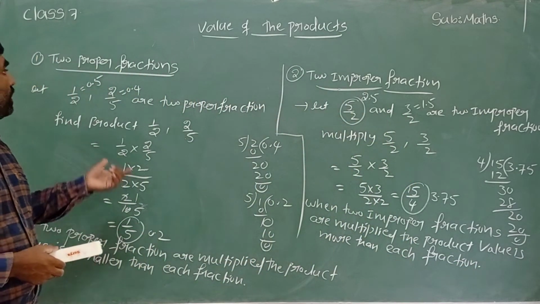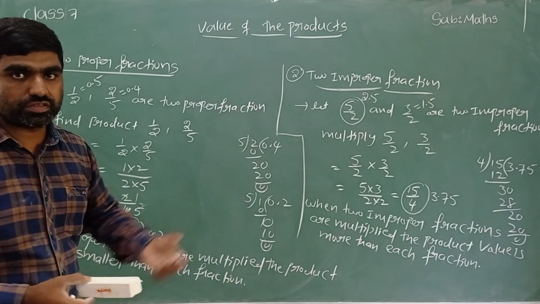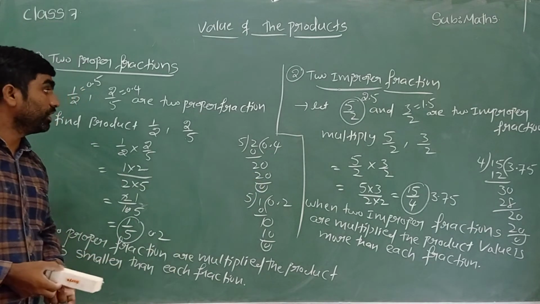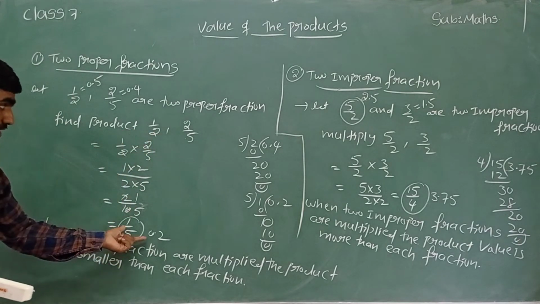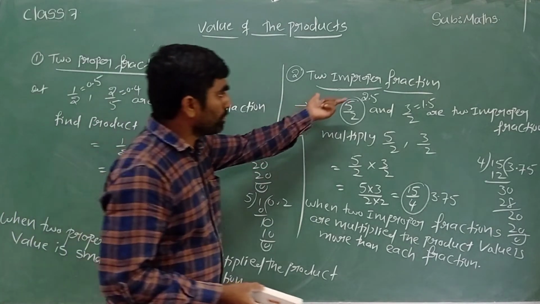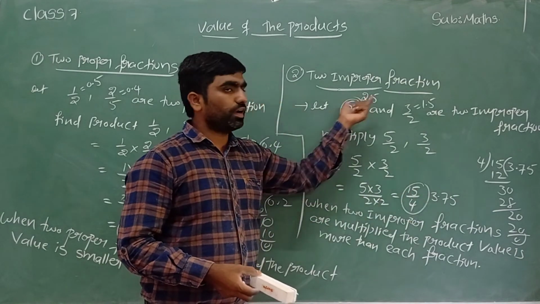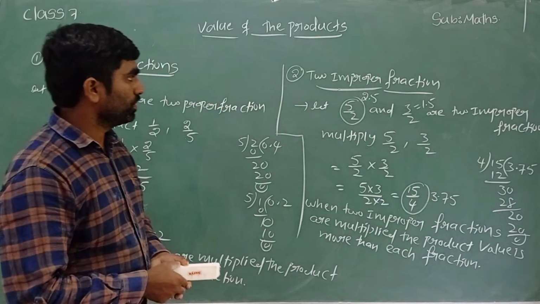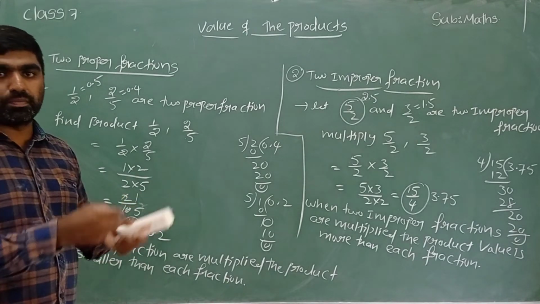What is the product of two proper fractions and two improper fractions? What did we observe now? By multiplying two proper fractions, the result value is smaller than each fraction. When we multiply two improper fractions, the result value is more than each fraction. Let's see the product of one proper, one improper.